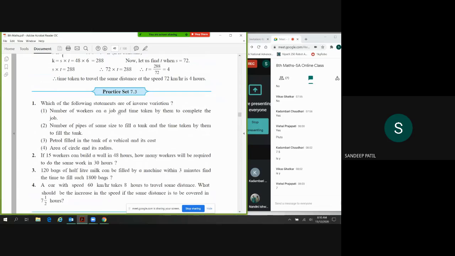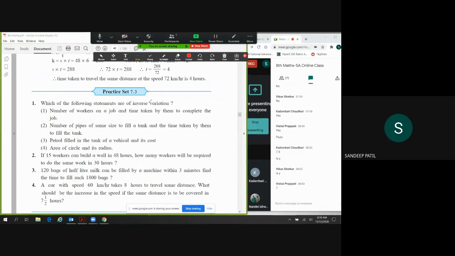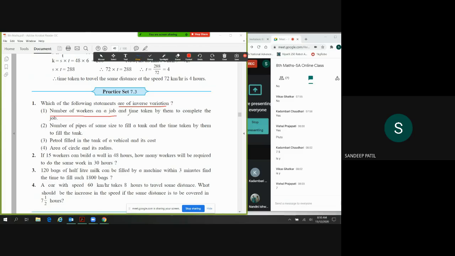Okay, so we will try to solve some problems. Which of the following statements are of inverse variation? Okay, so the number of workers on a job and the time taken by them to complete the job. Can you tell me if this is inverse variation or not? Can you type in the chat box? Yes or no? So the number of workers is N and the time taken by them to complete a job. Is this an example of inverse variation?